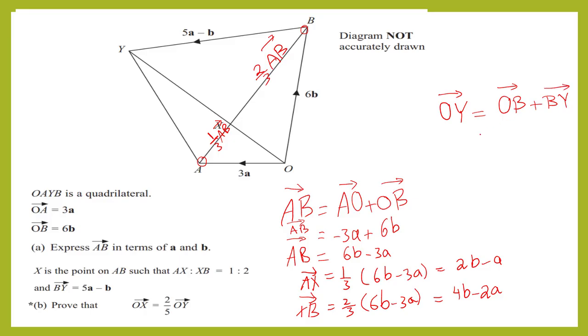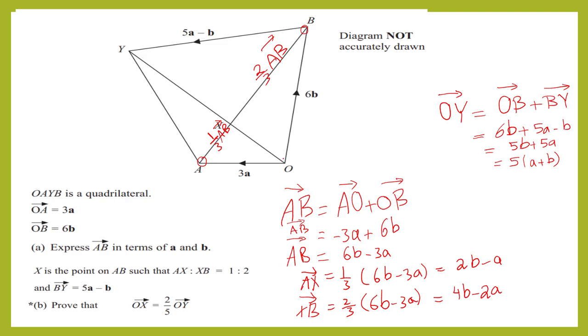OB is 6a plus BY is 5a minus b. We have here 6b and here 5a minus b. Sorry, this is 6b, not 6a. Then we will collect b's together. 6b minus b is 5b plus 5a, or it can be written as 5 multiplied by a plus b. So this is OY.